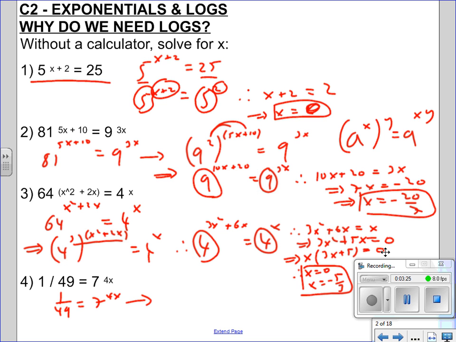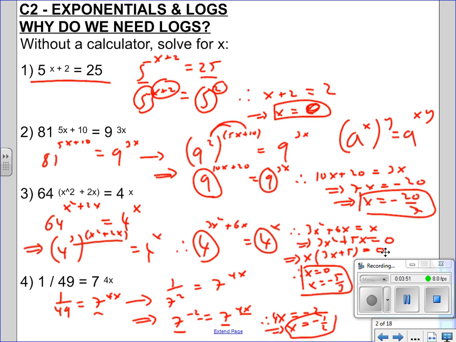Not your fault. So 1 over 49, that can be reduced again into lower powers, because that's the same as 1 over 7 squared. Equals 7, but we can't make it match yet, because the bases don't match. But what is 1 over 7 squared? Well, that's 7 to the minus 2. Bases are the same, powers are the same. So therefore, 4x is minus 2, and therefore x equals minus a half. Done.